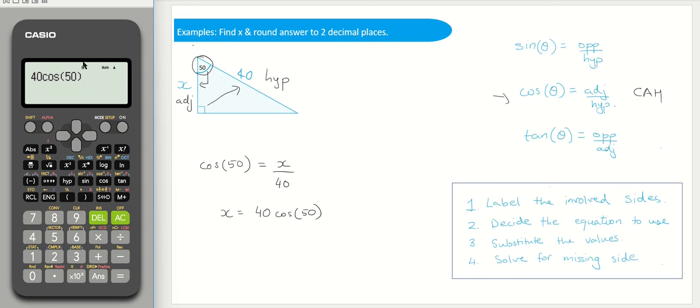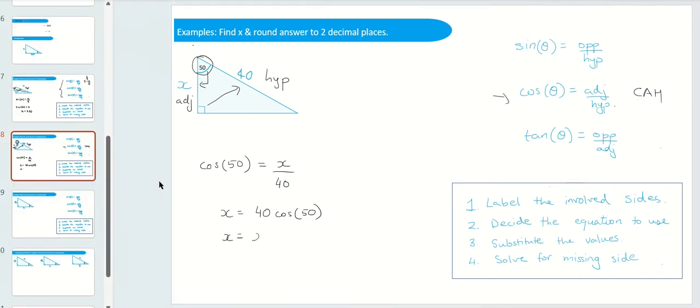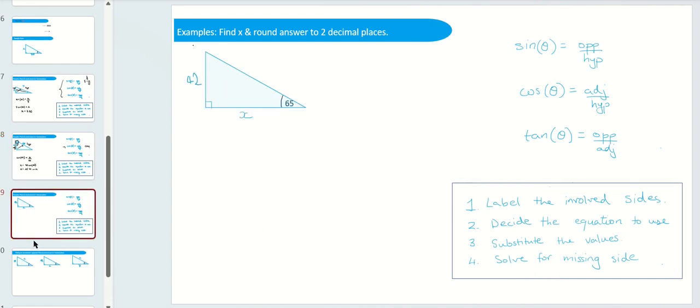So again, just make sure you're in degrees. And let's do that. So x is 25.711. So the third decimal place is a 1, which is less than 5. So we're going to round it down to 2 decimal places to be just 25.71. So this is saying this length x is 25.71 units long. All right, let's look at one more example.